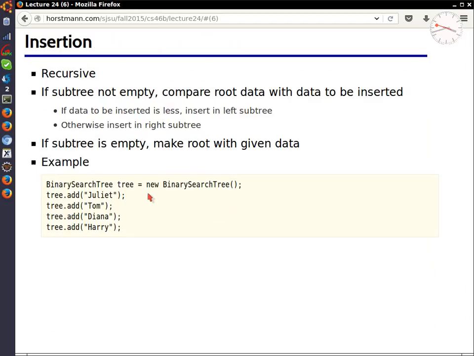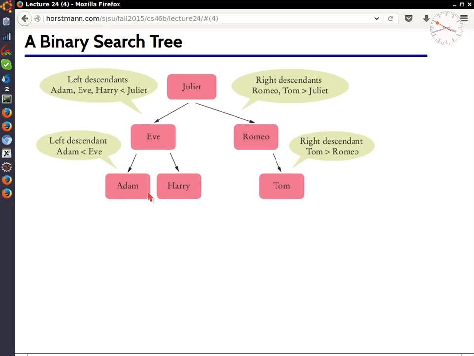We start at the root. Let's say we have the tree over here and I want to find Harry. So I start at the root, and that's not it. If it was, I would be done, but that's not it. So I have to go clearly to the left subtree because Harry is less than Julia.